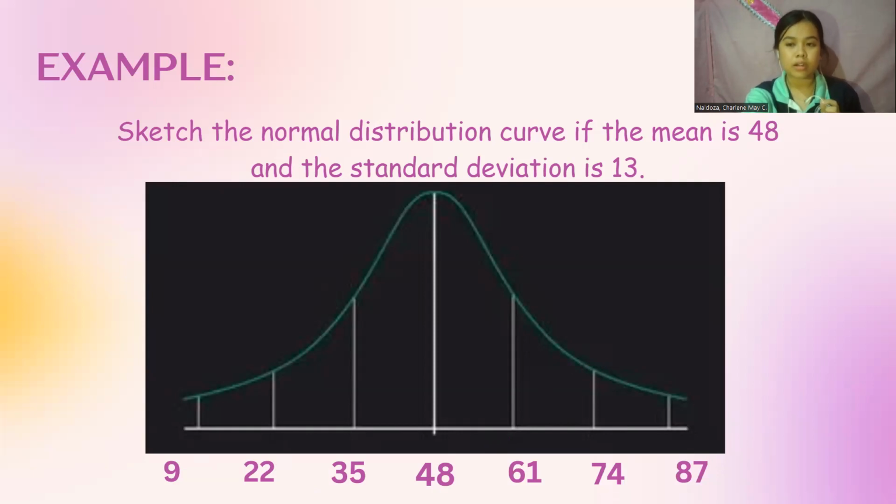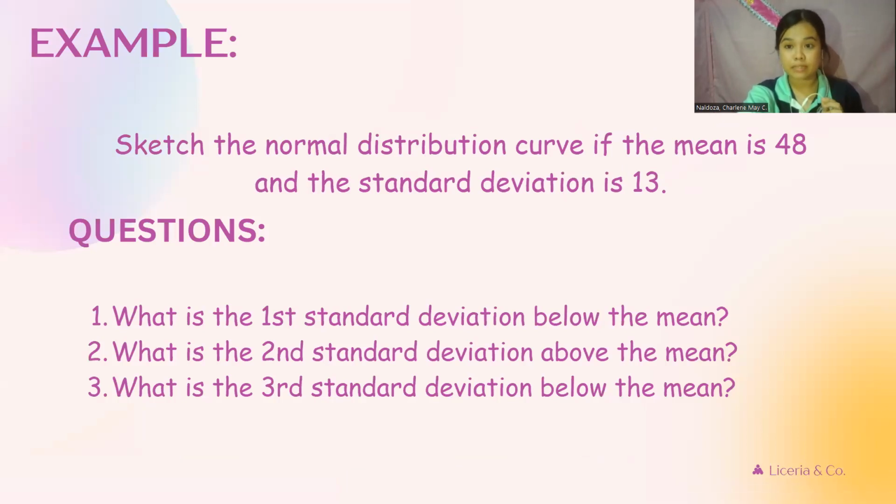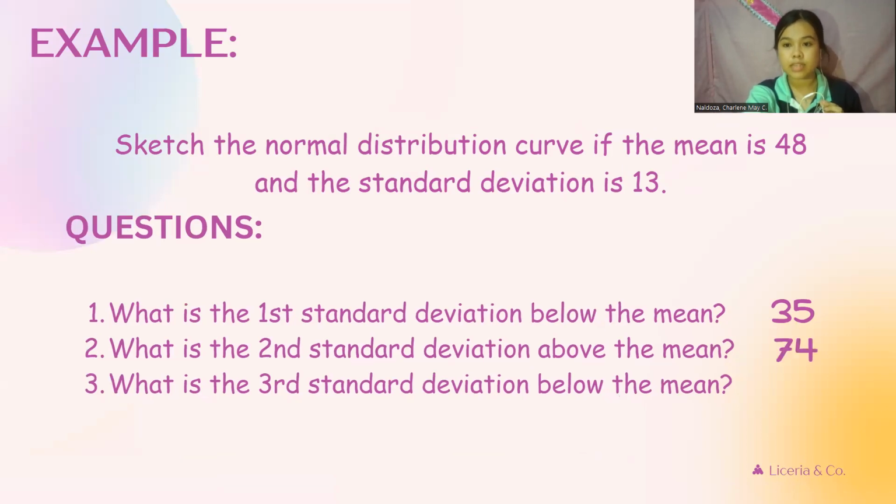Now that we are done getting the value of each segment, we can already answer the three questions. What is the first standard deviation below the mean? That is 35. What is the second standard deviation above the mean? That is 74. And what is the third standard deviation below the mean? That is 9.